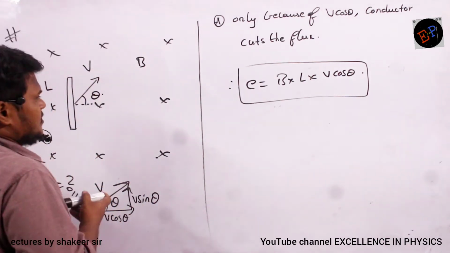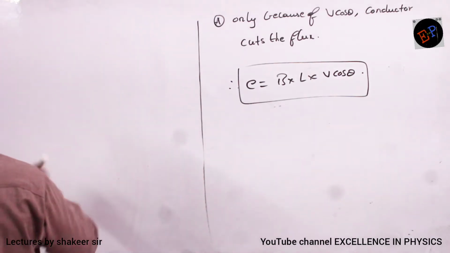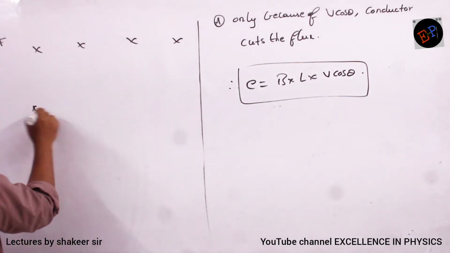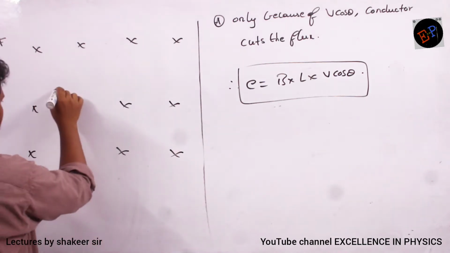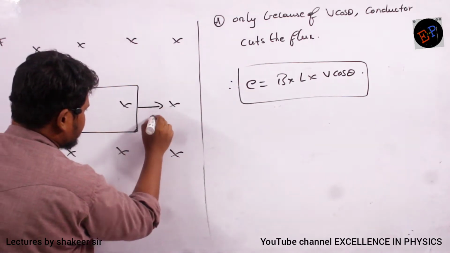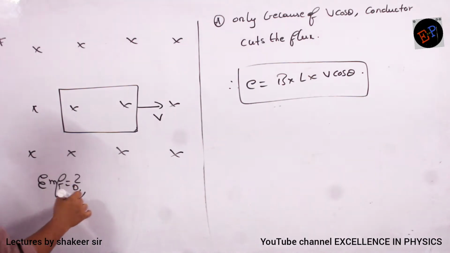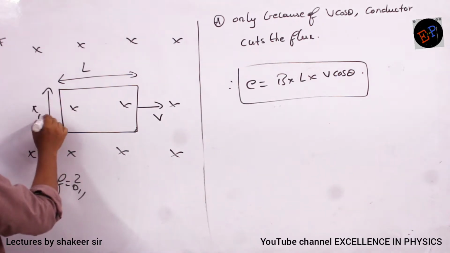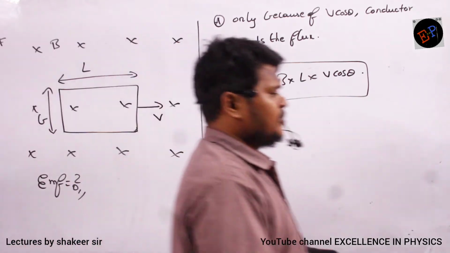See, let us see one more condition. See here, if this is the magnetic field, this is the coil. So if this coil is moving in this direction with a velocity of v, find out the EMF induced. Length is L, breadth is B, and strength of the magnetic field is B. Anybody?